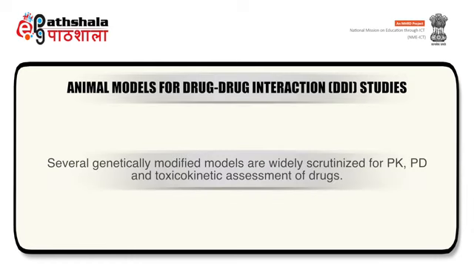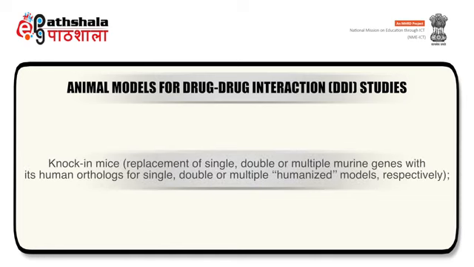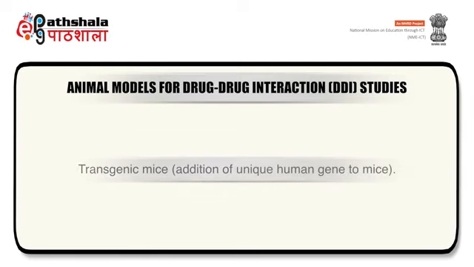Several genetically modified models are widely scrutinized for pharmacokinetic, pharmacodynamic and toxicokinetic assessment of drugs. These include knockout mice, in which deletion of single, double or multiple genes from the mice genome is made, giving single, double or multiple knockout mice. Second is the knock-in mice, in which replacement of single, double or multiple murine genes with their human orthologs is made, giving single, double or multiple humanized models. Third is the transgenic mice, in which addition of a unique human gene to the mice is carried out.